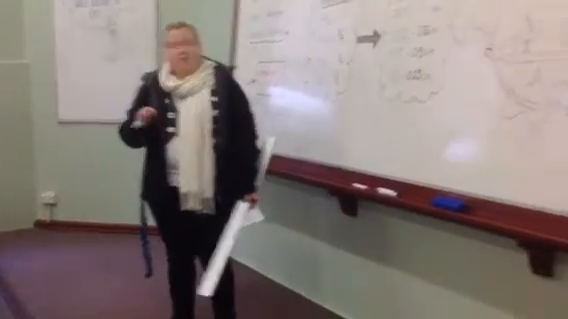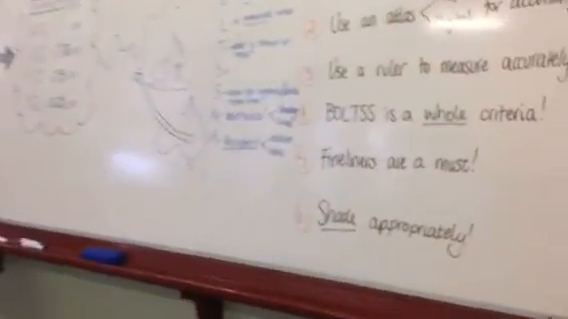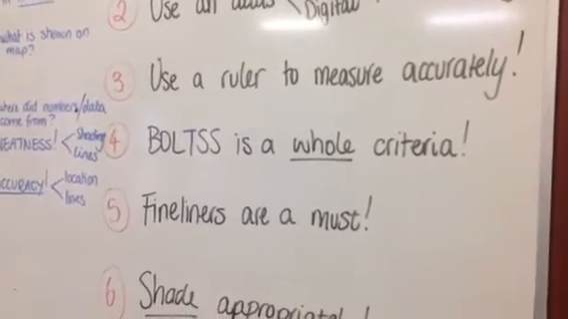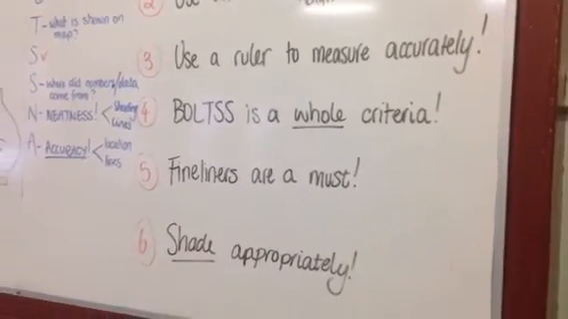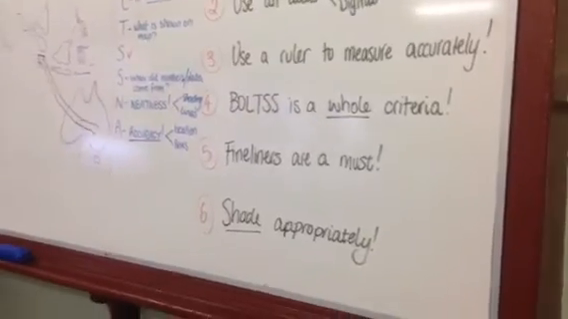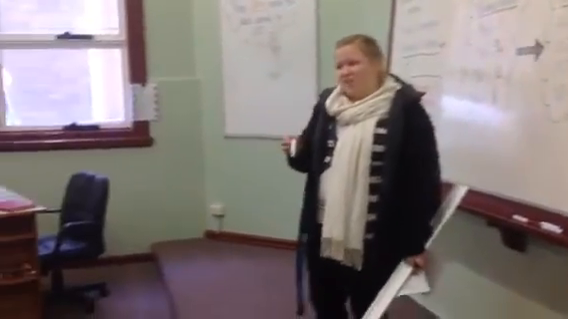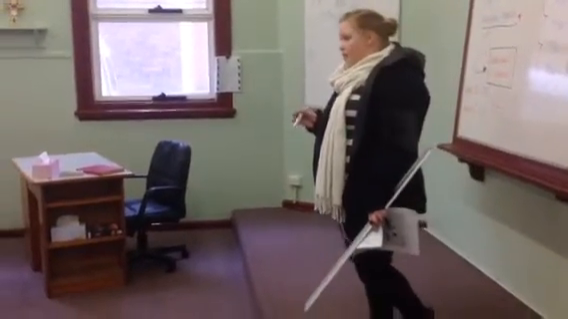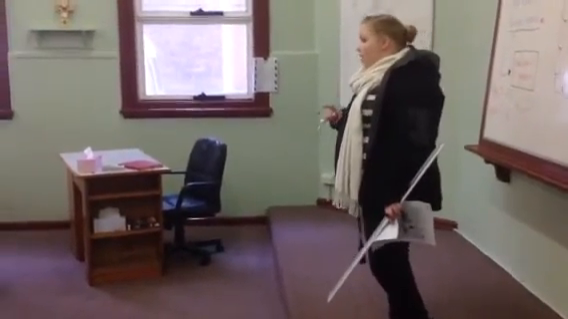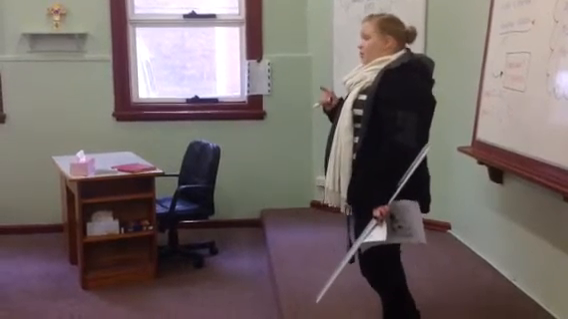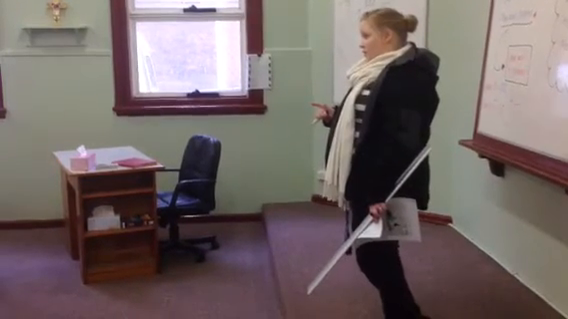Tip number 4 is that BOLTS is a whole criteria. If you miss one of these 6 things, you've missed 10 marks. It's that simple, and this assessment task is only marked out of 30. That's how important BOLTS is. Fine liners for this task are a must. Your flow lines and your data labels must be written in fine liner.